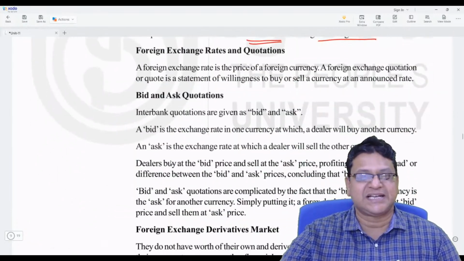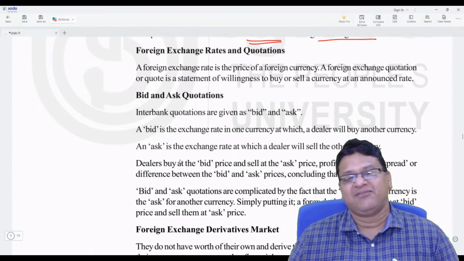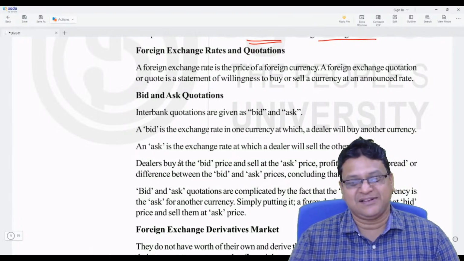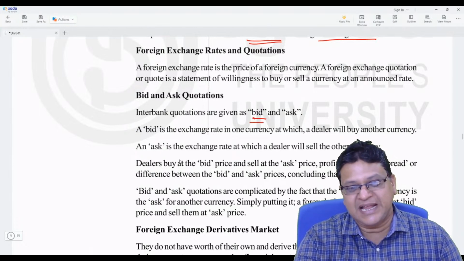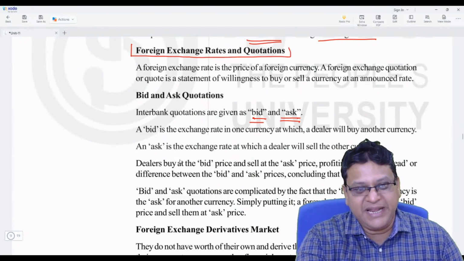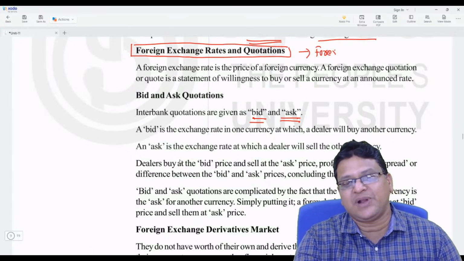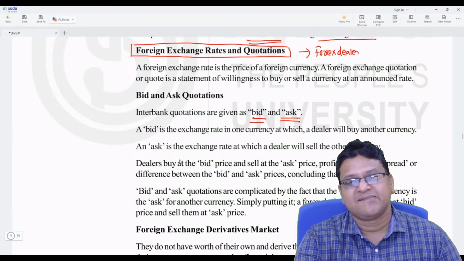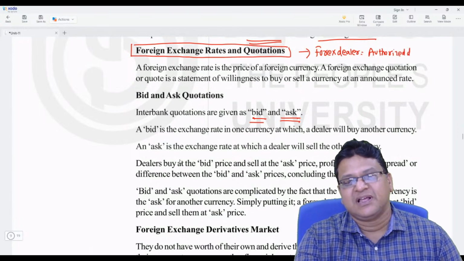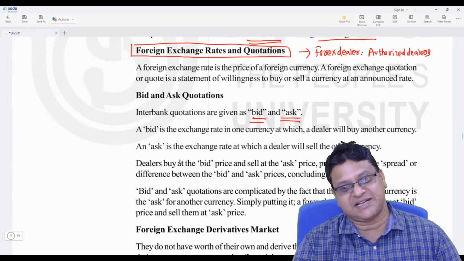Next, foreign exchange rates and quotes. What are different forex rates and quotes? Generally, forex rates and quotes are of two types. One is bid rate, another is ask rate. What is bid rate and ask rate? Now, foreign exchange is dealt by forex dealers. Those are authorized dealers. The authorized dealers are banks. They are authorized by the central government to deal with forex transactions.